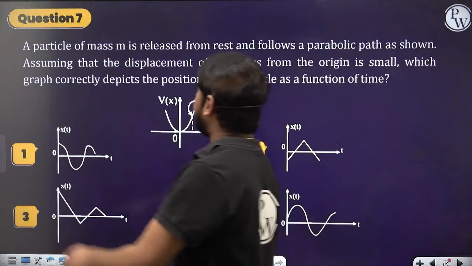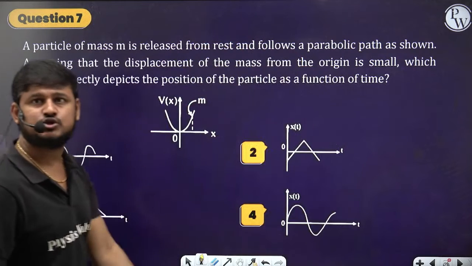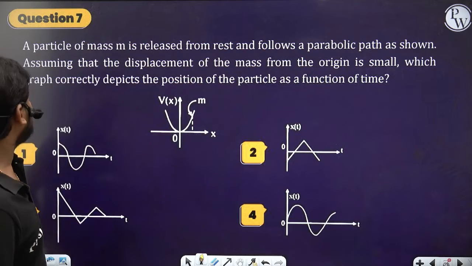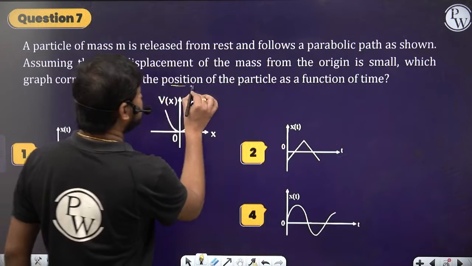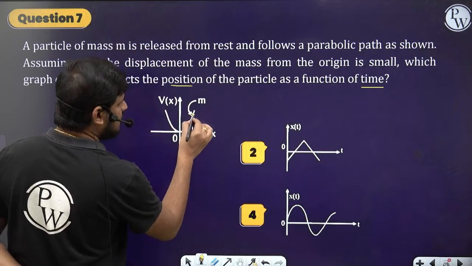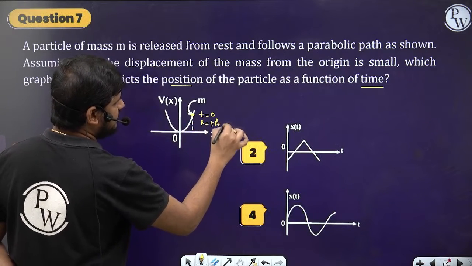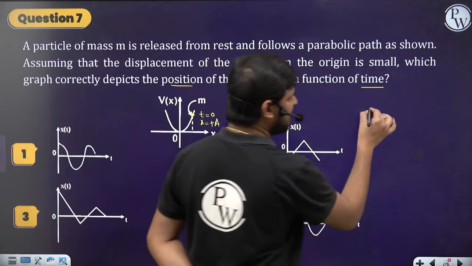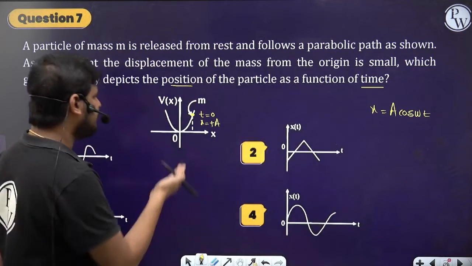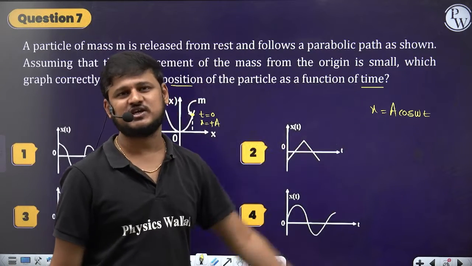What does the question say? A particle of mass m is released from rest and follows a parabolic path as shown in the figure. Assuming that the displacement of the mass from the origin is small, which graph correctly depicts position as a function of time? First, from where is the particle beginning its oscillation, or S.H.M? At t equals 0, x equals plus a. So what displacement function do we get for that? A cos omega t. From the right extreme, it is starting its S.H.M. That's it. So x equals a cos omega t.